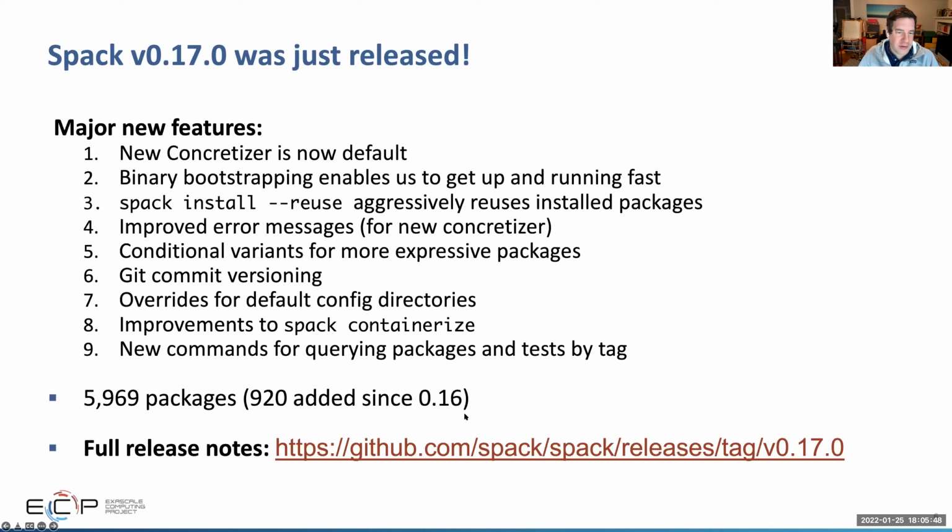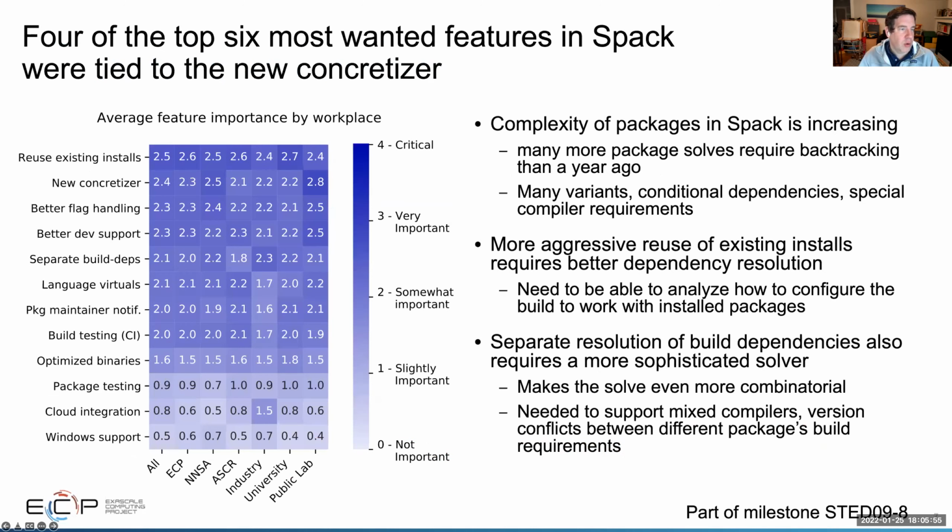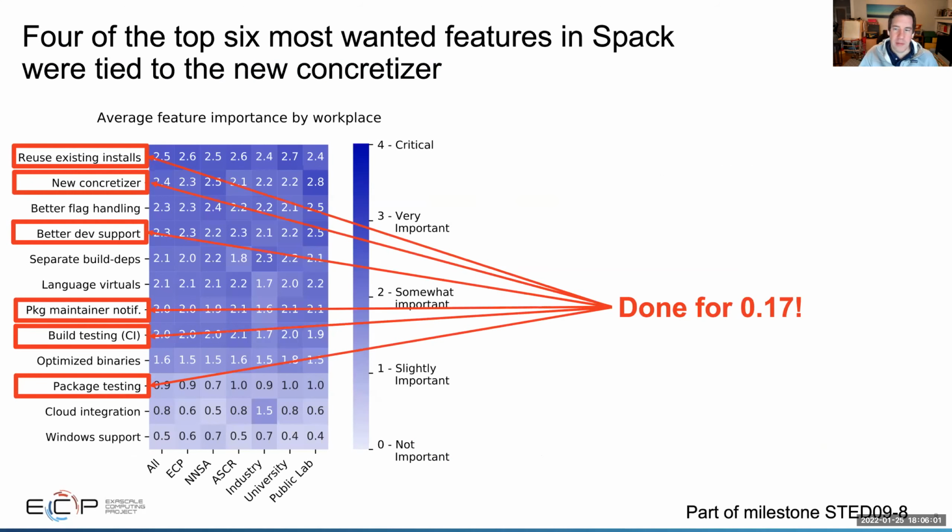And there's a whole lot of other features. You can check out the release notes if you want to see all of those, but I'm going to talk about some of these. We did a survey last year, and we looked at the top wanted features, and essentially most of the top ones were tied to the new Concretizer. So reusing existing installs, the new Concretizer, and separate build dependencies. All of these were tied to the new Concretizer, and so we got those done in 0.17.